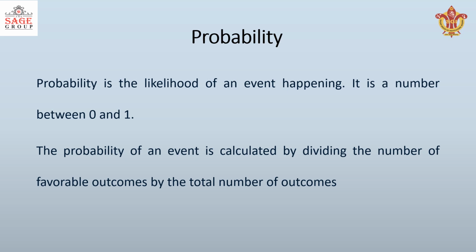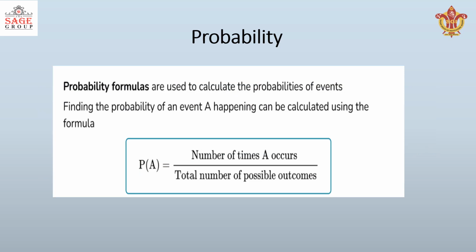Now, the probability of an event is calculated by dividing the number of favorable outcomes by the total number of expected outcomes. The classical definition of probability of an event A is defined as the number of times event A occurs divided by the total number of possible outcomes.